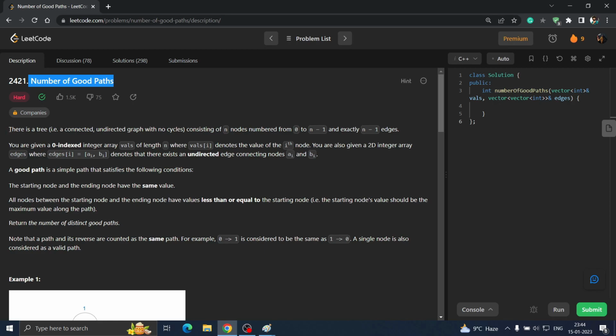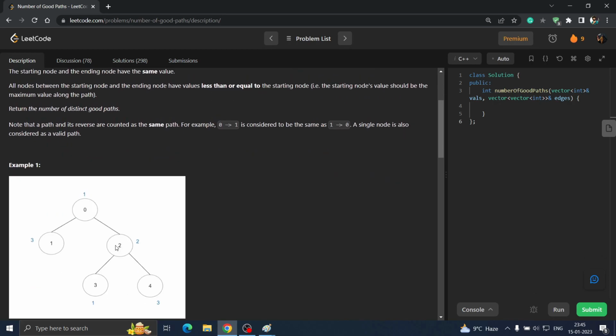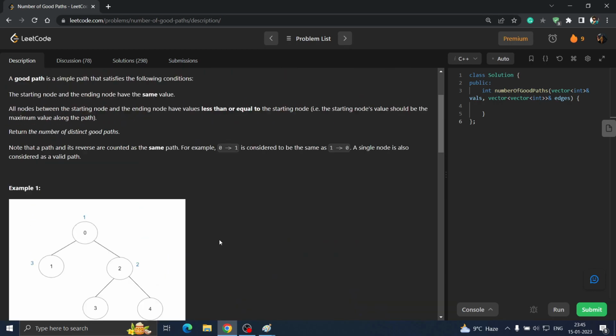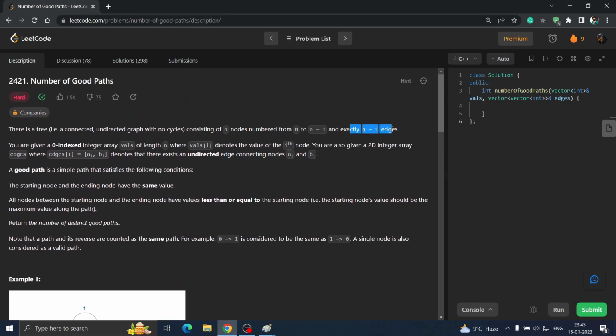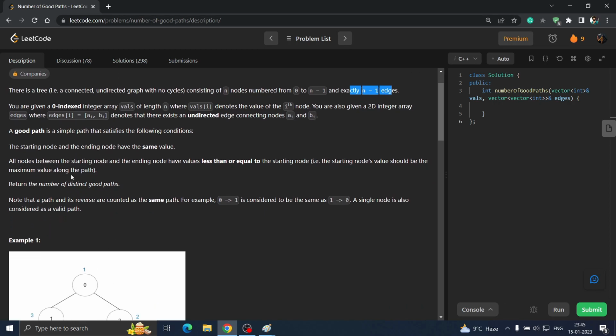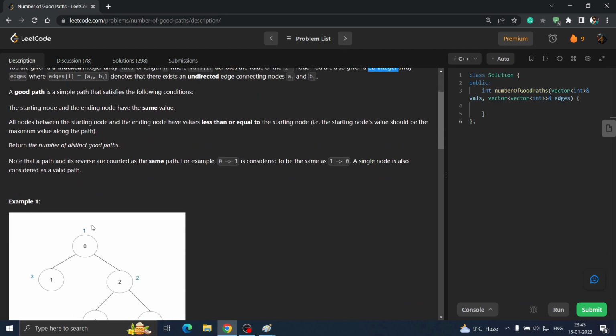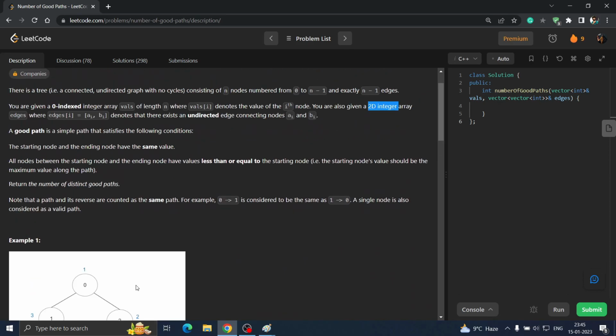The question is saying that there is a tree. It is a connected tree, an undirected graph, and it doesn't have cycles. Okay, and it has n nodes numbered from 0 to n minus 1 as usual, and it has exactly n minus 1 edges. It is a similar pattern for every graph and tree question. Okay, and the index starts from 0, and we are given an array value which denotes the value of the indexes, and we are also given a 2D integer array which denotes the edges between the vertices.